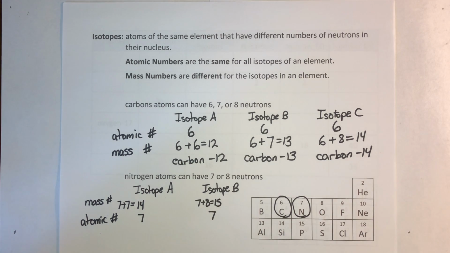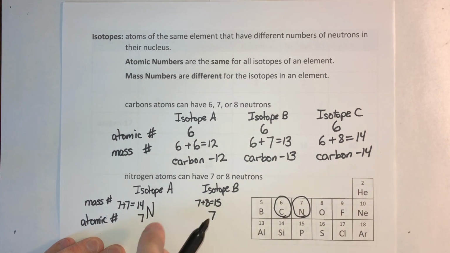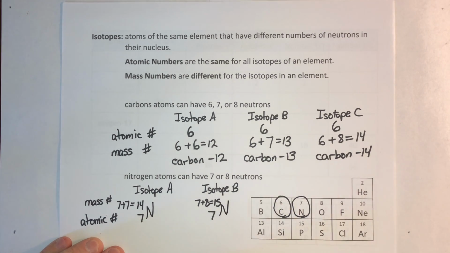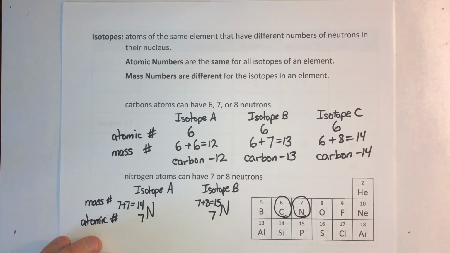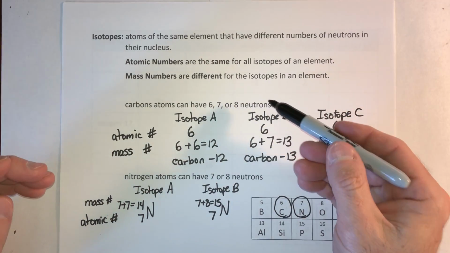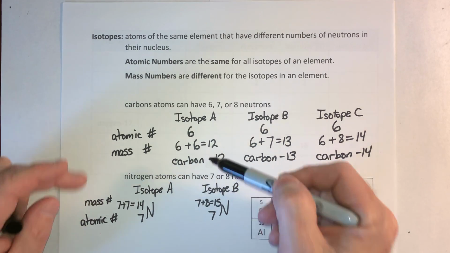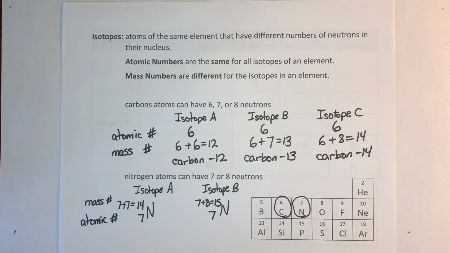And if I want to turn these into the symbols, the symbol for nitrogen is N. So this would be nitrogen-14, and this would be nitrogen-15. Atomic number on the bottom, mass number on the top. Now, for a particular question about isotopes, we could ask it like this, right? We could just tell you the atom, tell you the neutrons, and ask for atomic number, mass number, the name, the symbol, something like that.